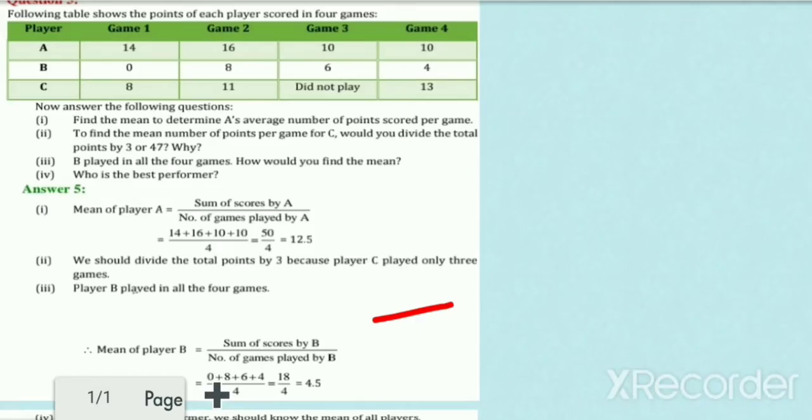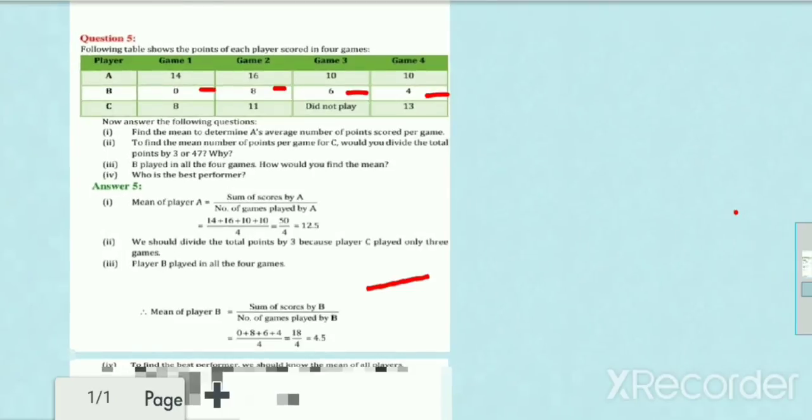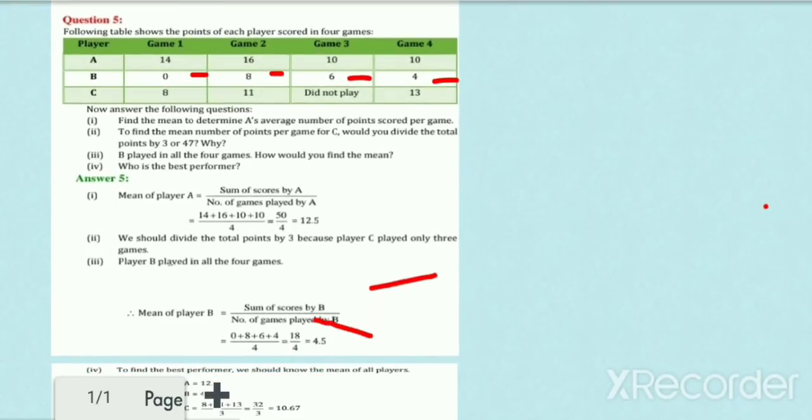Here we find the mean of player B. The scores of B are 0, 8, 6 and 4, over all 4 games. When we find the mean, which is the sum of all numbers upon total numbers, we get 4.5. This is the mean of B. Now question number 4: who has the best performance? Those with the higher mean have good performance.